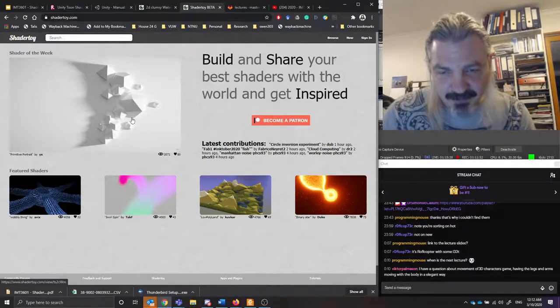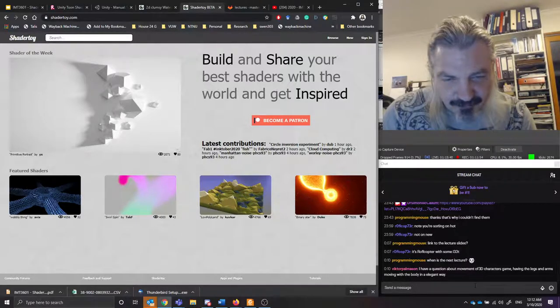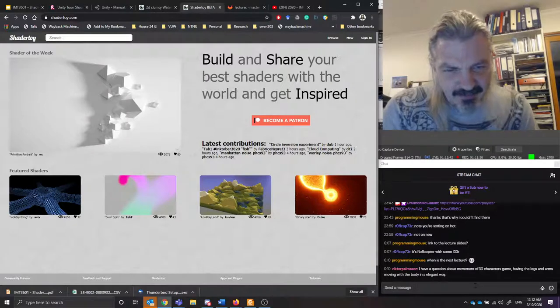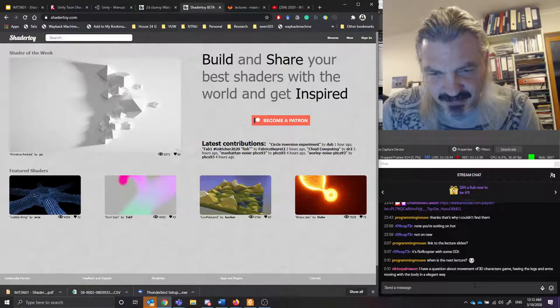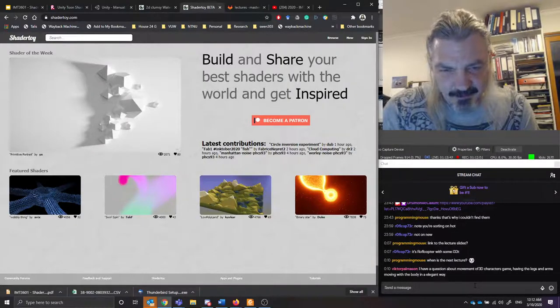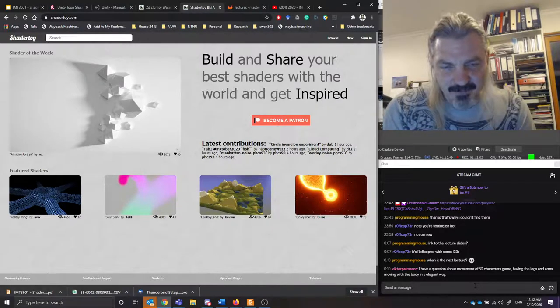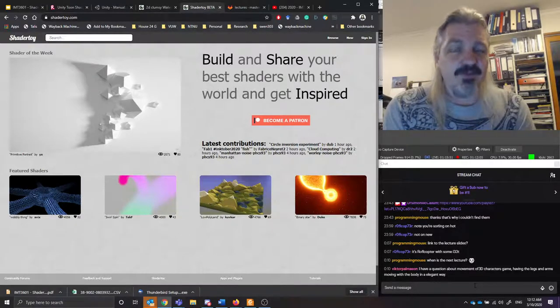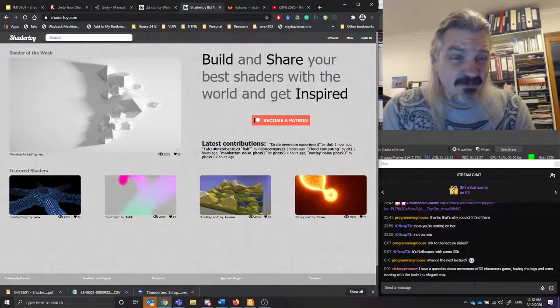Oh, well, before I go, I have a question about movement of 3D characters in the game, having the legs and arms moving with the body in an elegant way. Ooh, okay. So, that's to do with animation rigging.